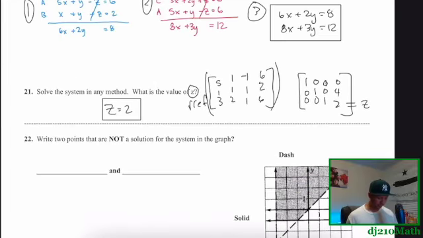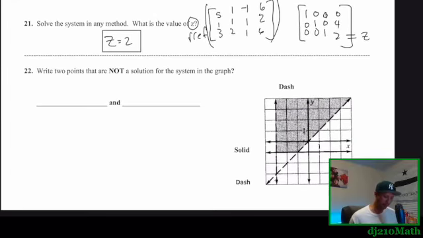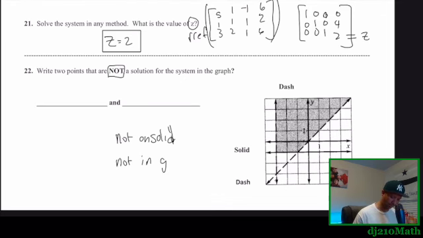Last question. Let's go. This is going to be write 2 points that are not a solution for the system in the right. So for not a solution, anywhere not on the solid line, right? Not on the solid. And not in the gray. So whatever satisfies that. So look, we can go here. This is 1, -2.